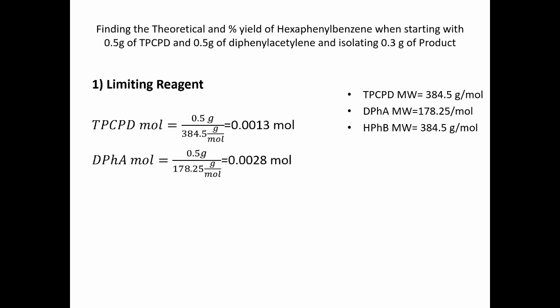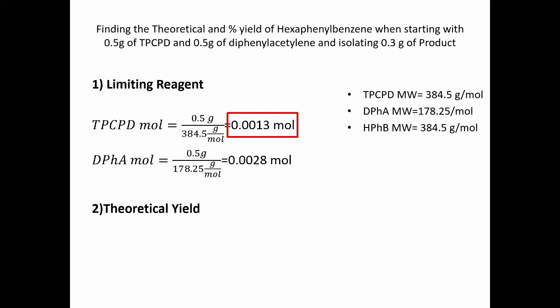To determine the moles of each material, we divide the mass by its molecular weight. So 0.5 grams divided by 384 will give us 0.0013 moles of TPCPD, and then 0.5 grams divided by 178.25 will give us 0.0028 moles of the diphenylacetylene. Comparing the two, it's very easy to see that our limiting reagent is our TPCPD.